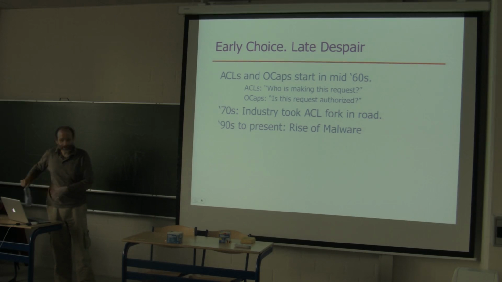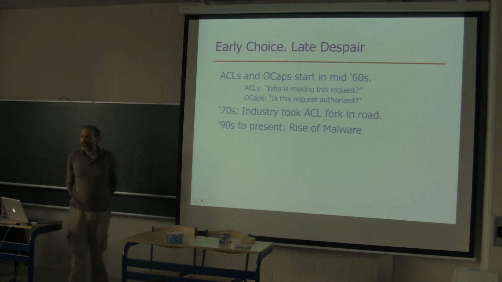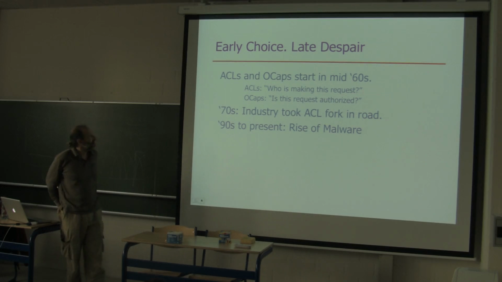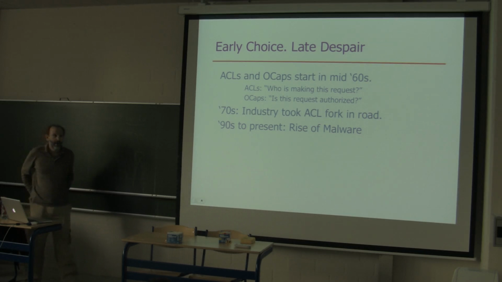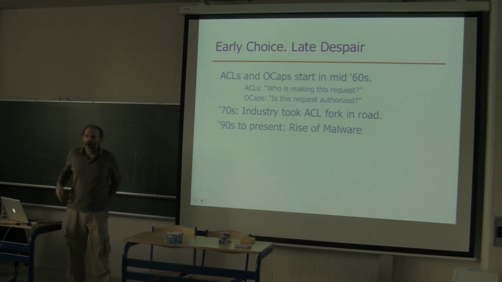So, on this slide, I'm presenting a complete history of computer security, a very brief one. From the dawn of time in the 60s, there have been two fundamental access control models. Identity-based access control, what has come to be known as access control lists, in which all security questions start with the question, who is making this request? And whatever identity is presented as the result of that answer, the identity associated with the request, the decision about whether the request should be allowed is made on that basis.